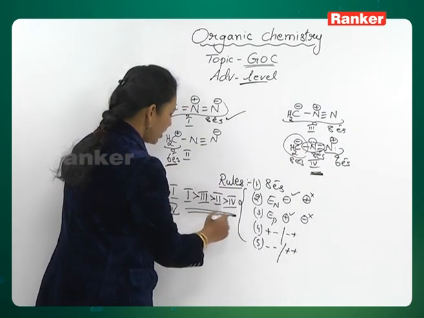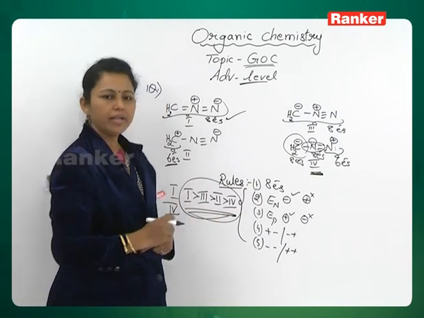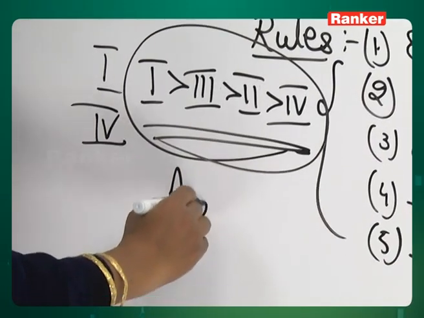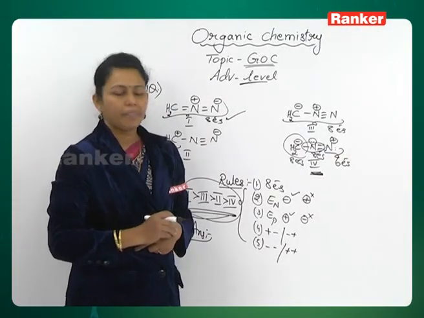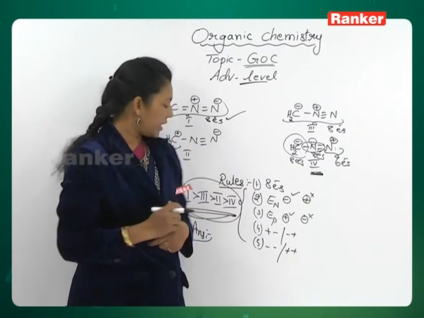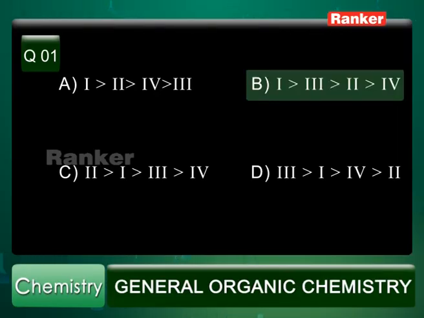So in that way we can take this as the order of stability of these resonance structures. So finally the answer for this question is, we can select this order. This order is represented in option B. So the correct answer for this question is option B.